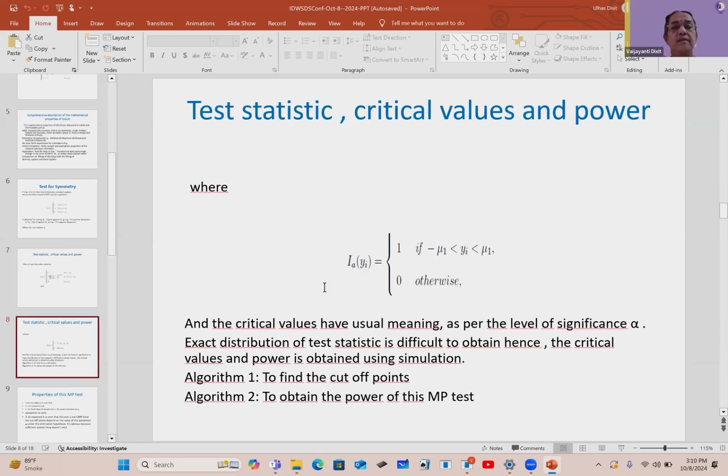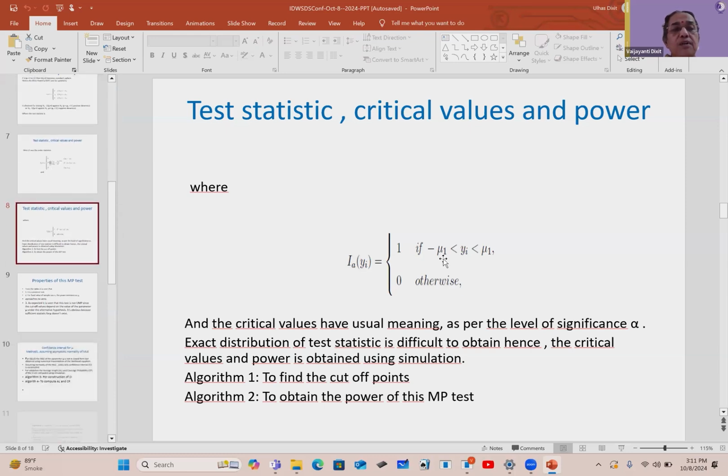In the indicator function mentioned in the previous test statistic, it is 1 if the y_i observation is between minus mu1 and plus mu1, and 0 otherwise. Now we have studied its critical values and the power of this test using simulation, because the distribution of the test statistic lambda is difficult to obtain. Hence we find the cutoff points, that is the critical values, and compute the power of this most powerful test using simulation.